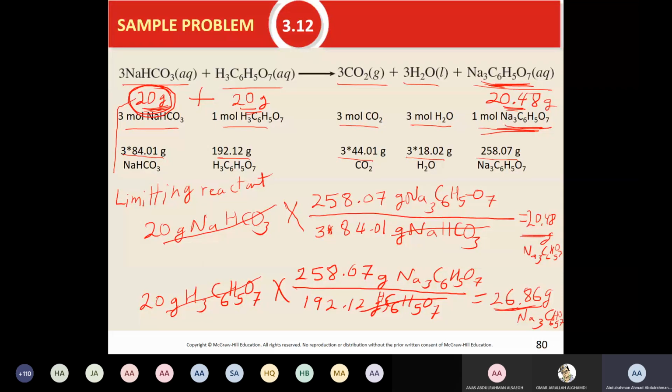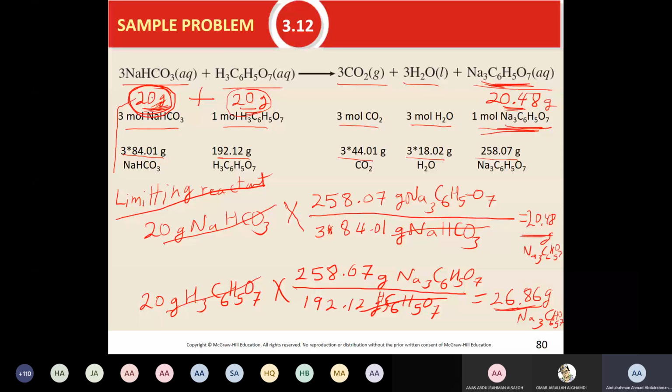So actually, in order to produce 20 gram of this one, we need more or less than the 20 gram of this one. We need only 16 gram. It will react with this one, but this will finish and we are not going to complete the reaction. Let me repeat this one more time. I'm trying to explain something called limiting reactant. What do I mean? We are mixing 20 gram of this one with this one to make this one.